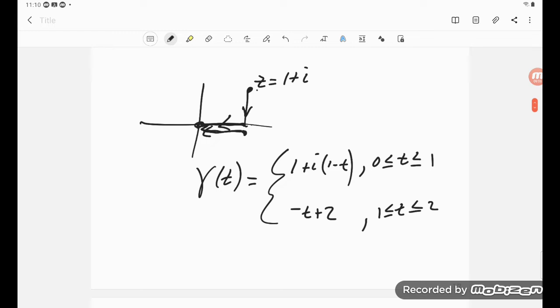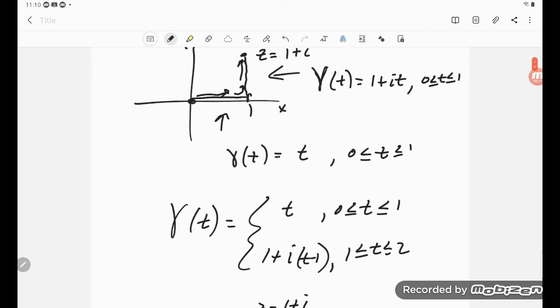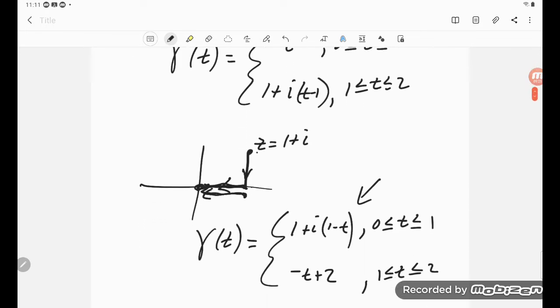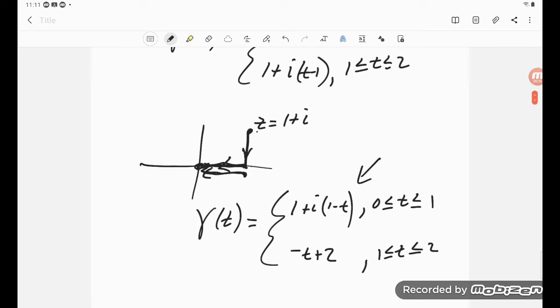Okay, so if I'm just looking at the path with no orientation, it's the same path. This path looks the same as this path. Well, there's where I defined it. Okay, but notice the algebra is different because I'm going in a different orientation.